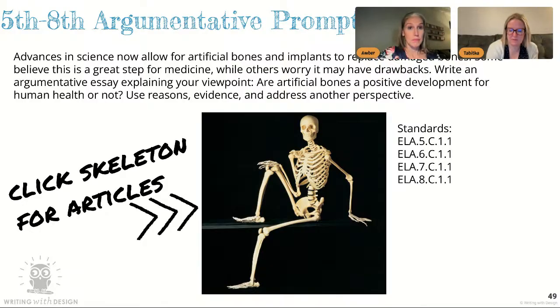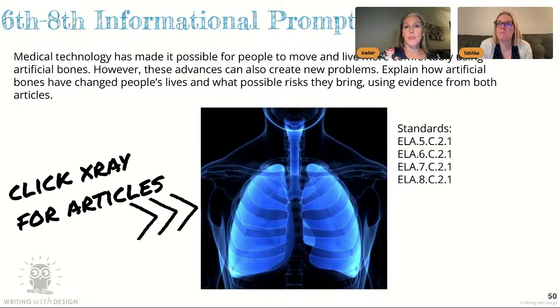So very clearly they're taking a side. And then in the informational prompt, the students instead had to explain how artificial bones have changed people's lives and what possible risks they bring. They're just supposed to explain, tell the pros and cons. Don't take a side, represent both sides. And so I love that stretch for students with informational writing is to read articles that are more biased one way or another and then report factually about it. That's really helping them understand what the difference is between argumentative and informational, and helps bring such clarity to students.